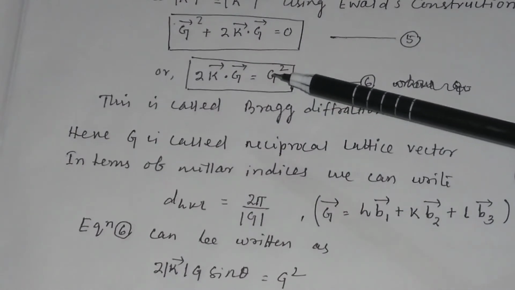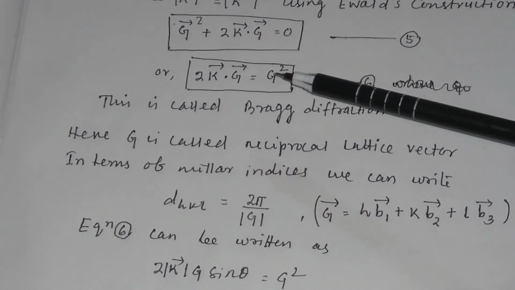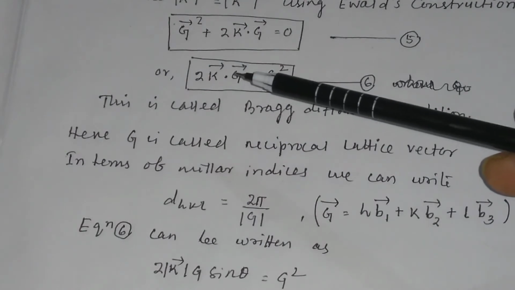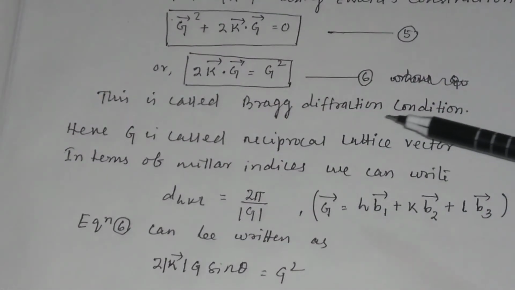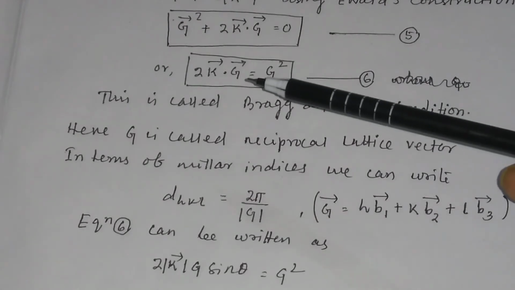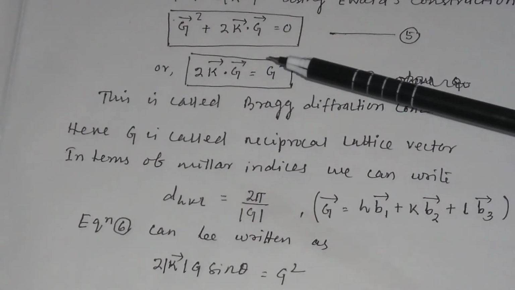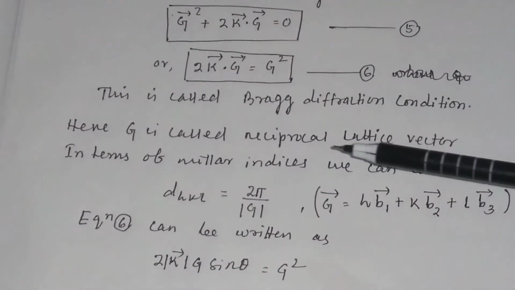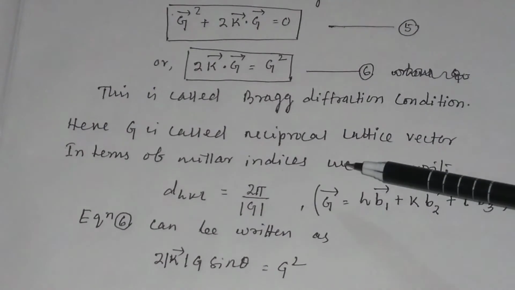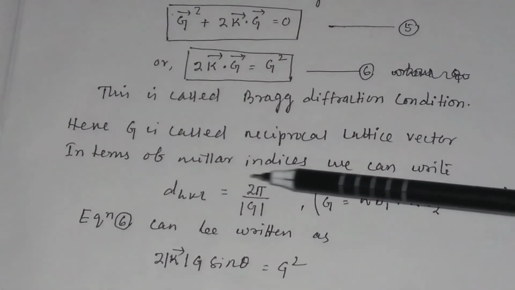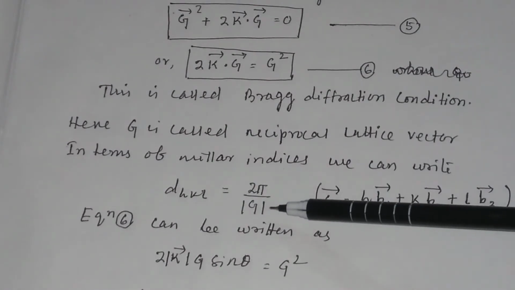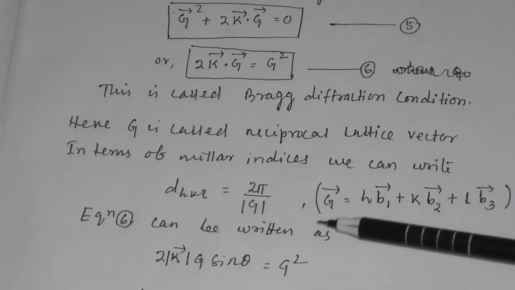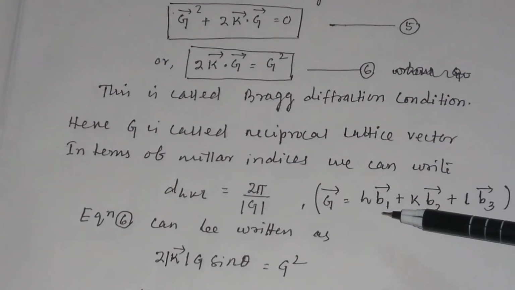So this is the scalar form of G, the reciprocal lattice vector, and this is the vector form of G, and this is called the Bragg's diffraction condition. Remember, this is very important. The Bragg diffraction condition is 2k dot G is equal to G square. Here G is called the reciprocal lattice vector. In terms of Miller indices, we can write d_hkl is equal to 2 pi by G, where you write G in the form of the reciprocal lattice vector h b1 plus k b2 plus l b3.